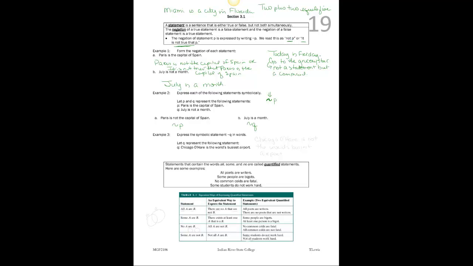Example 3, express the symbolic statement not Q in words. Let Q represent the following statement. Q, Chicago O'Hare is the world's busiest airport. How will we represent this as a negation? Yes. Chicago O'Hare is not the world's busiest airport.